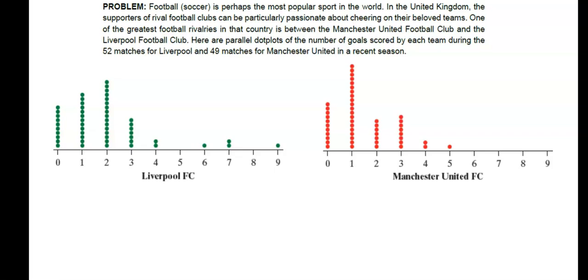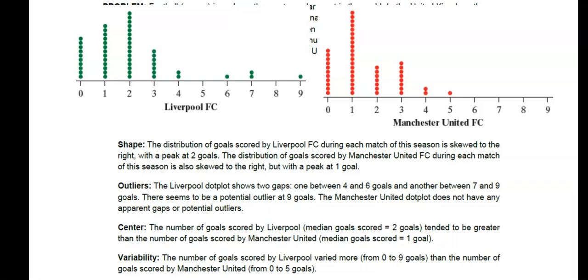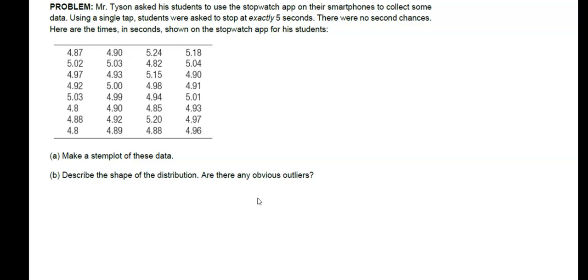So again, use comparative words when you're comparing different sizes. So this is what they said. When they talk about the center or the medians, it tends to be greater. 2 is greater than 1 for the medians there. And the number of goals by Liverpool varied more. So again, they're using comparative words there.